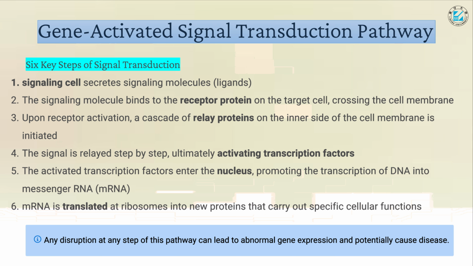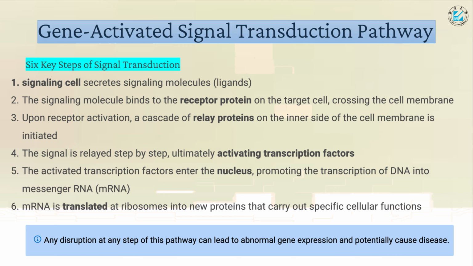A signal transduction pathway is the process by which an external signal is received at the cell surface and transmitted into the cell, eventually leading to a specific cellular response. The process begins when a signaling cell releases signaling molecules.